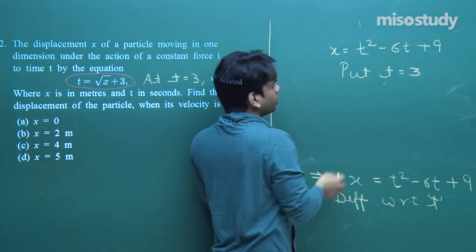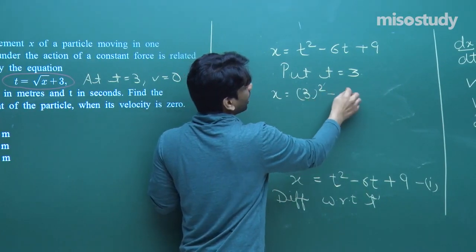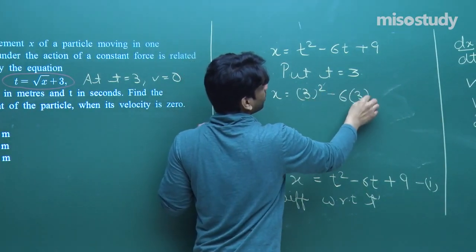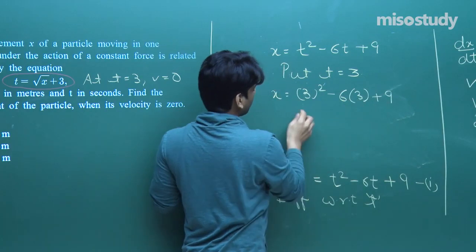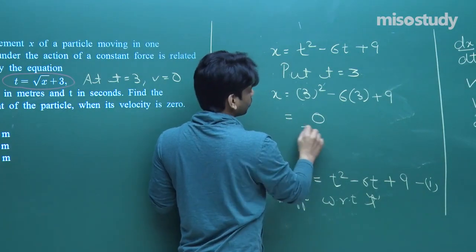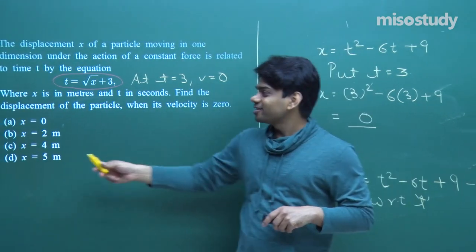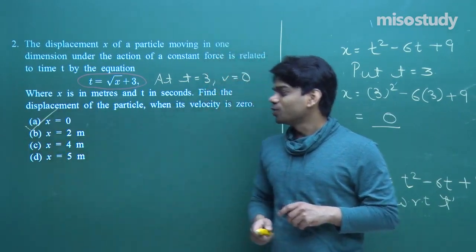When you put t equals to 3, you're going to obtain x equal to 3 whole square minus 6 into 3 plus 9. This is what we are going to obtain. 9 plus 9, 18. 18 minus 18, 0. So x equal to 0. That means option number A is the right answer. That is x equal to 0.